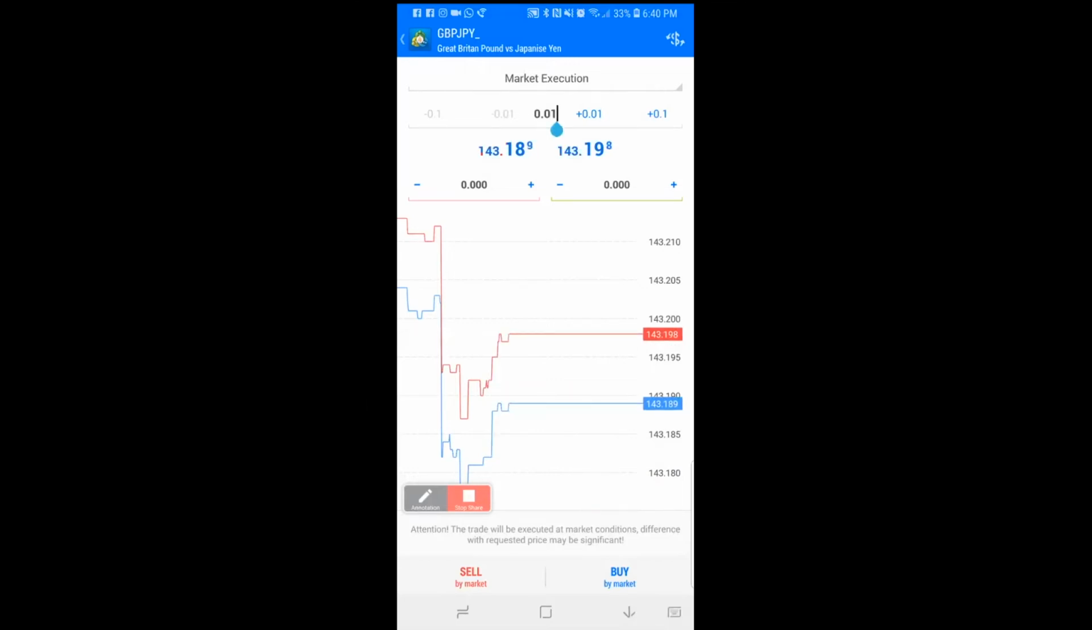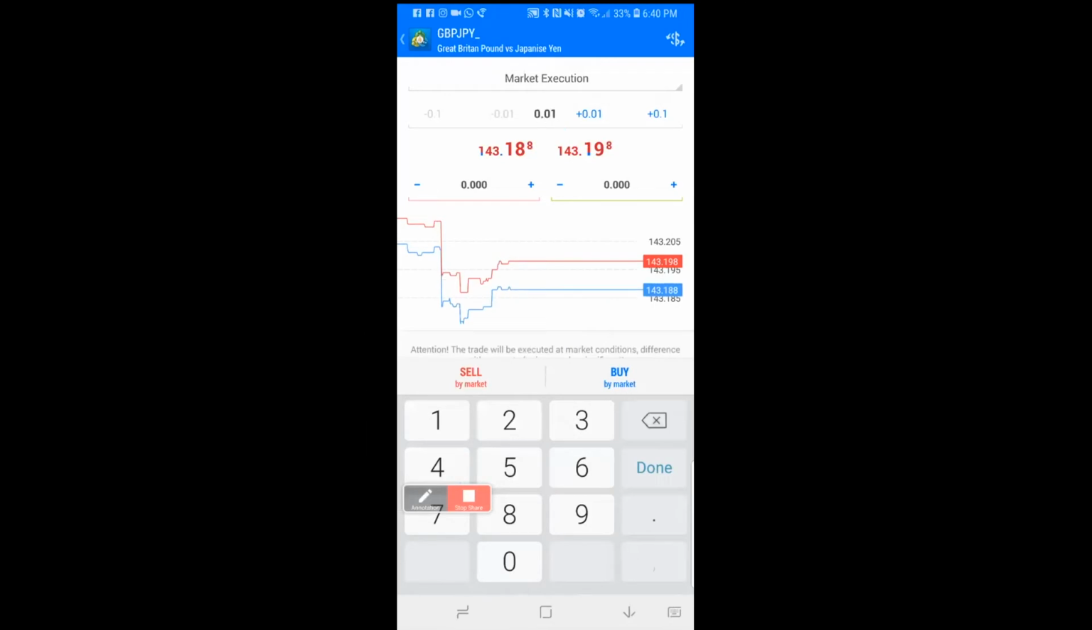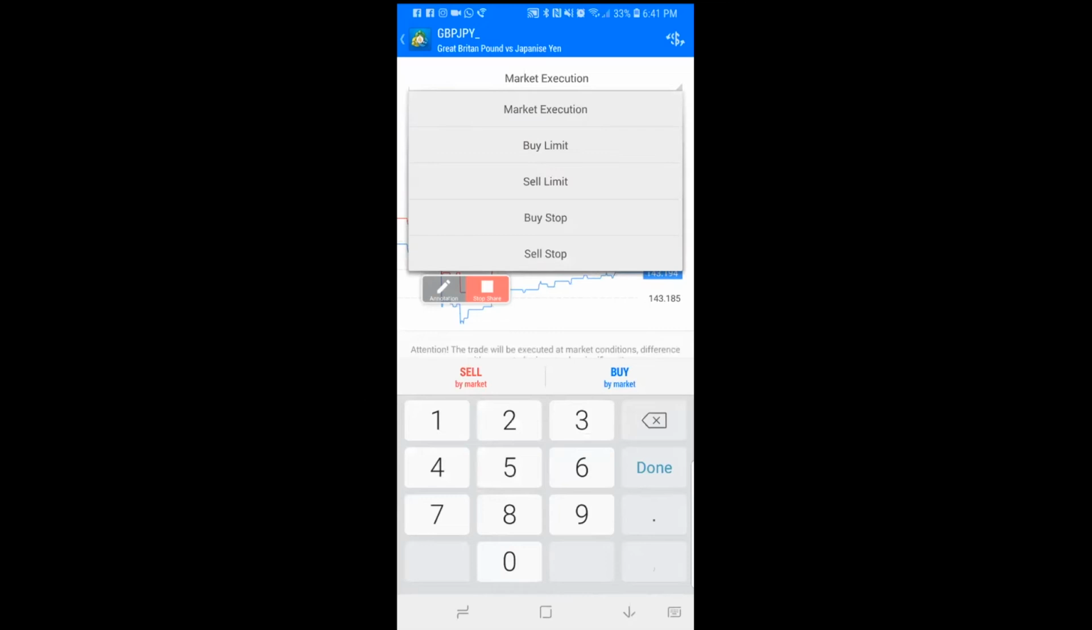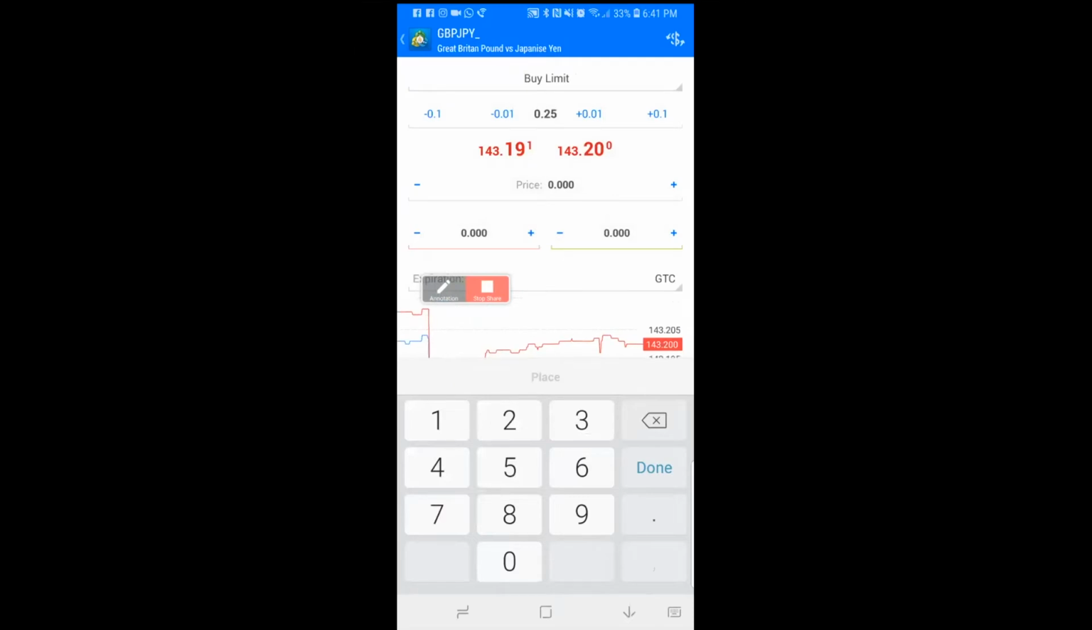So the first thing we do is put in our lot size, right? Our lot size goes right here. So if I said the max I'll do is 25 cents, I'm going to put 25 cents for my lot size. And this is where you click market execution. If I wanted to do a buy limit, buy stop, sell limit, or sell stop, this is where I would click, and then they would ask you for the price and all of that stuff.